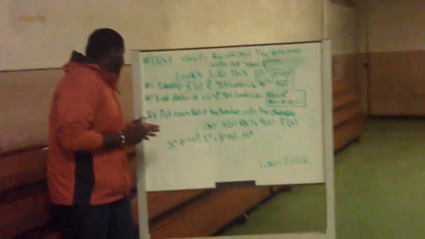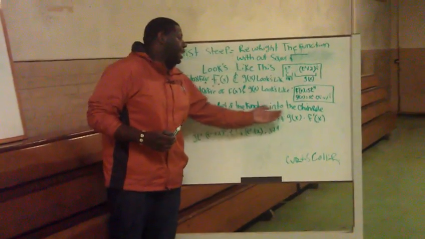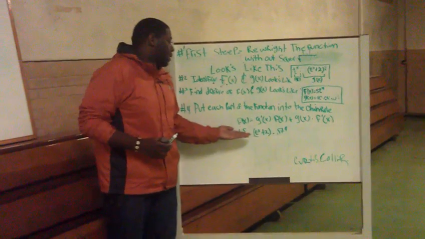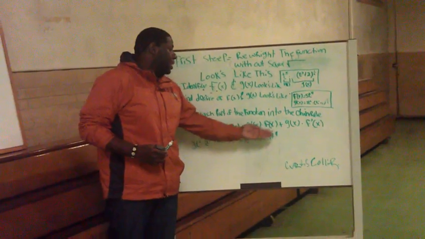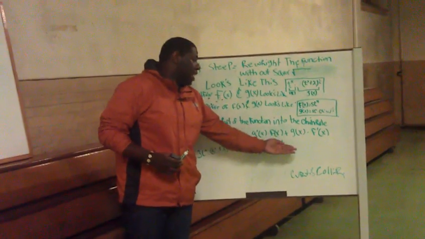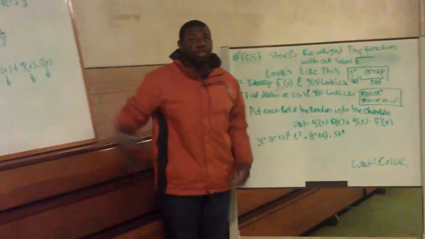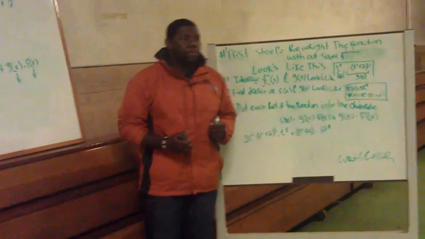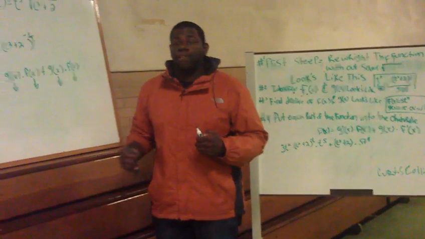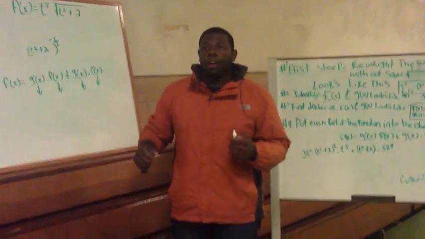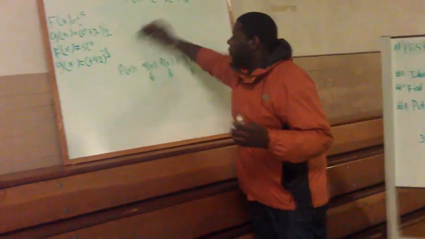The fourth and final step is to put each part of the function into the chain rule. And the chain rule states that g prime of x times f of x plus g of x times f prime of x should give us an answer to our function. And when you find the answer to a function using calculus, you find the slope of any curve at any point. I'm going to give you a brief example.